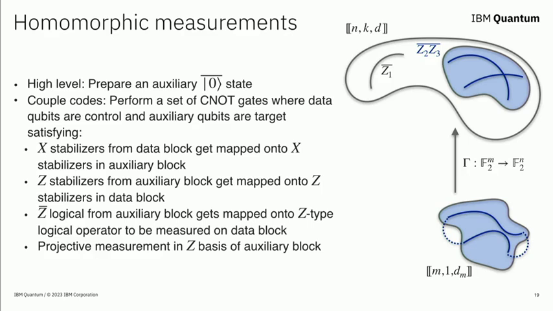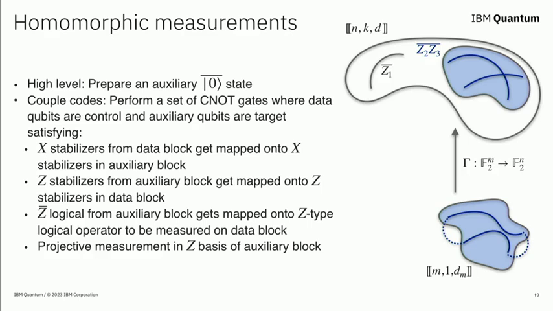Okay, so at the high level, what's happening is we would prepare a logical 0 state for your auxiliary code, and the requirements we have for the homomorphic measurement is that the X stabilizers from the data code have to get mapped onto X stabilizers in the auxiliary code. And this just is follow the flow of the C0 gates. Remember, controls on the top, targets on the bottom. So Pauli X flows down, Pauli Z flows up. So you want X stabilizers on the top to get mapped onto X stabilizers on the bottom, Z stabilizers on the bottom on the auxiliary patch to get mapped to Z stabilizers on the top. And if we want to extract, for example, this logical Z2, Z3, we want the Z logical operator on the bottom code to get mapped onto the Z2, Z3 on the top.